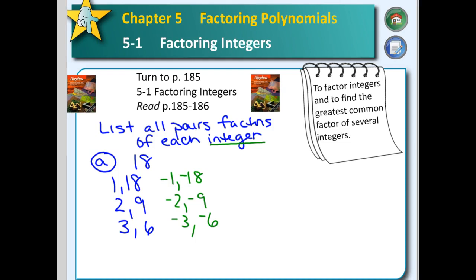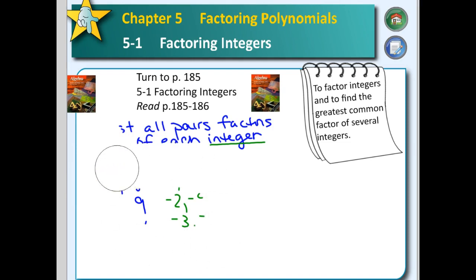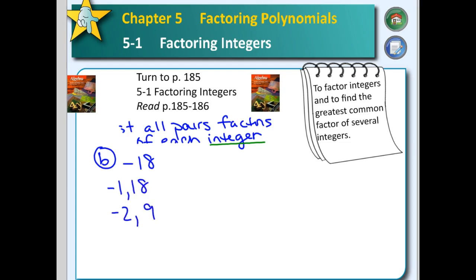Now let's switch it up. Let's say instead they wanted me to give them the list of integers for negative 18 instead. Well, this time I need a negative number. Now, in order for me to multiply numbers together to get a negative, remember, one has to be positive and one has to be negative. So this could be negative 1 and 18. It could be negative 2 and 9. And it could be negative 3 and 6.